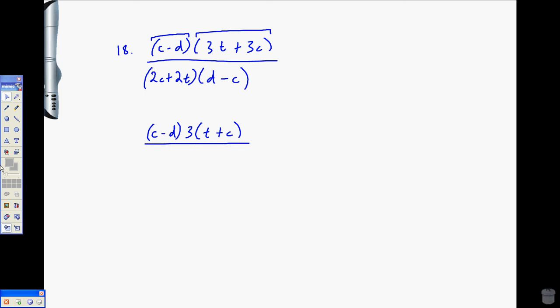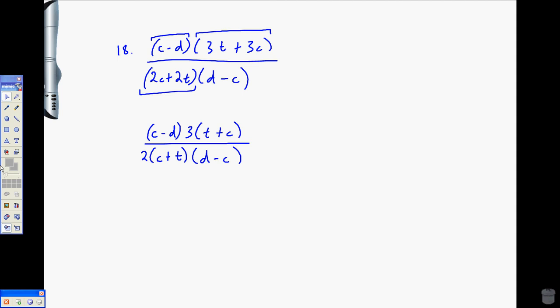Now, on the bottom, I've got a GCF of 2, so that becomes C plus T. That's okay. And this is D minus C. I hope you can see how things are fishy here. We've got things that look very similar, but are different, yet the same.